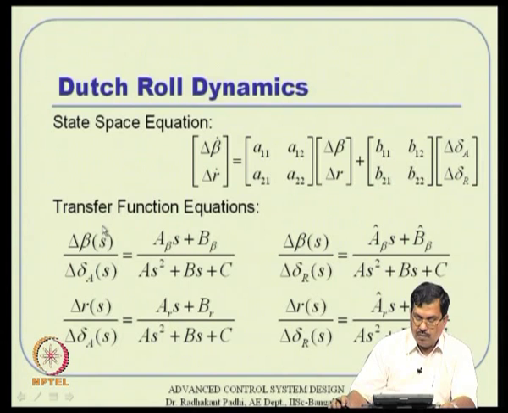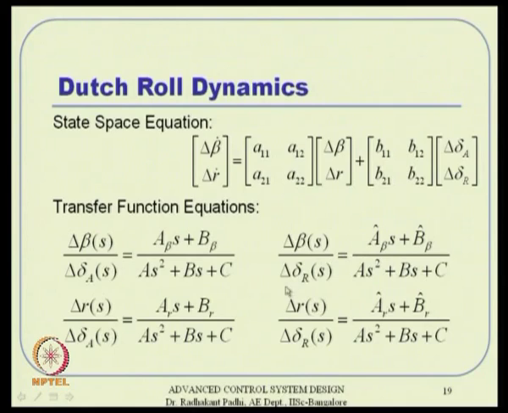So we have delta beta over delta A and delta beta over delta R as well. Similarly, delta R over delta A and delta R over delta R. So all these are second order transfer functions. Okay. And using that, you can try to design your control system. If you rely on classical control, typically you need single input, single output models based on transfer functions, and that is what you use.